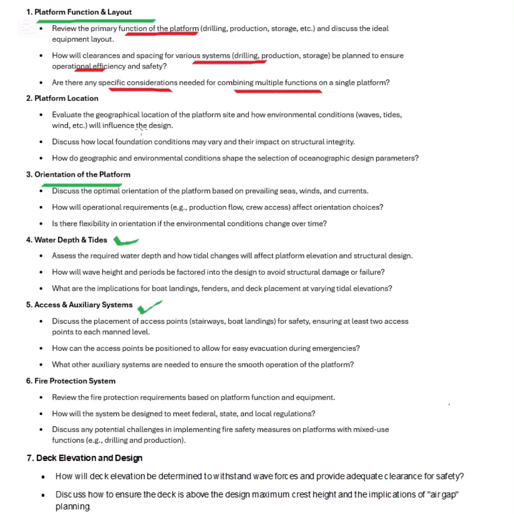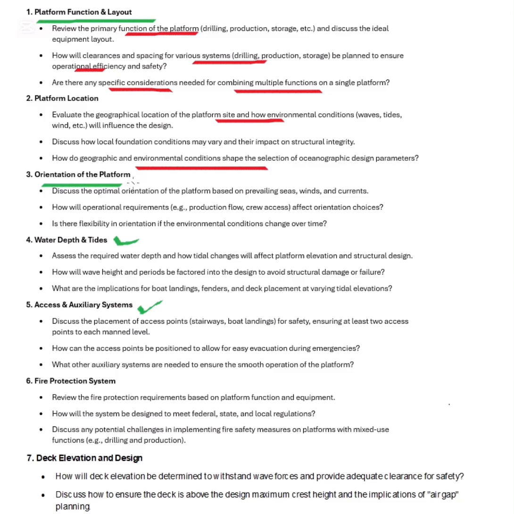And platform location: evaluate the geographic location of the platform site and how environmental conditions like waves, tides, wind will influence the design. Discuss how the local foundation conditions may vary and their impact on structural integrity. How do geographic and environmental conditions shape the selection of the oceanographic design parameters?